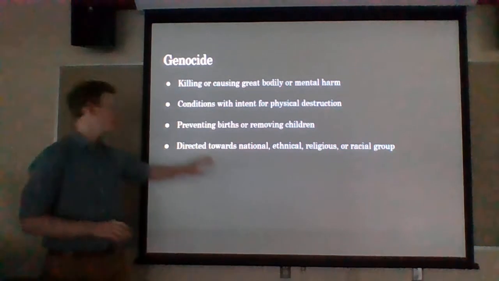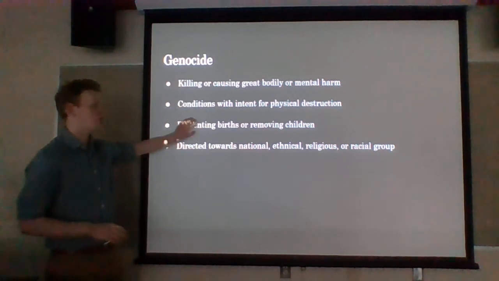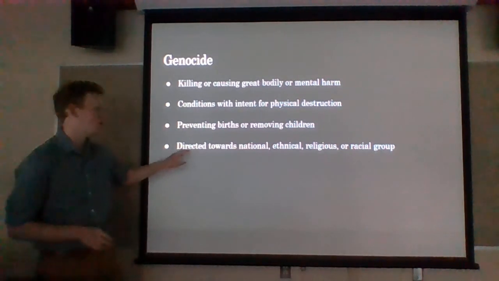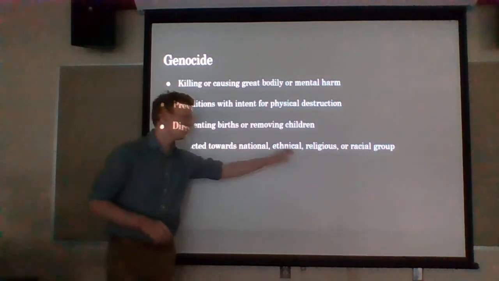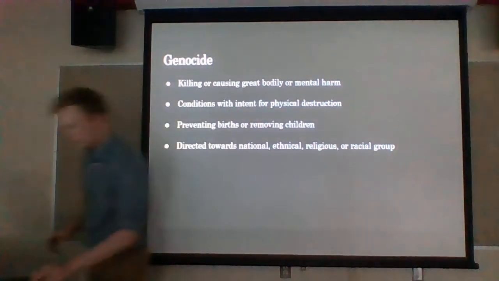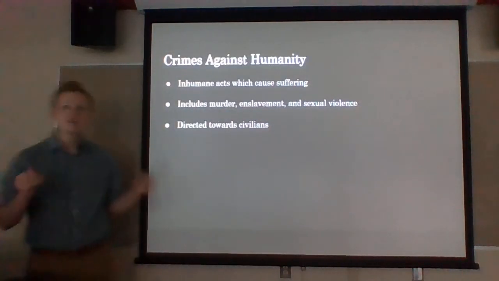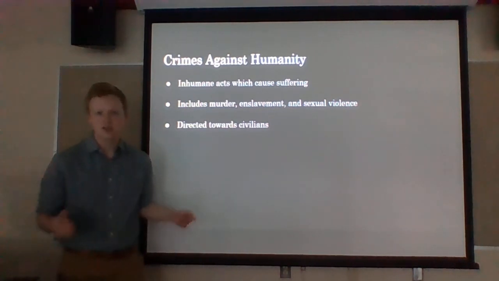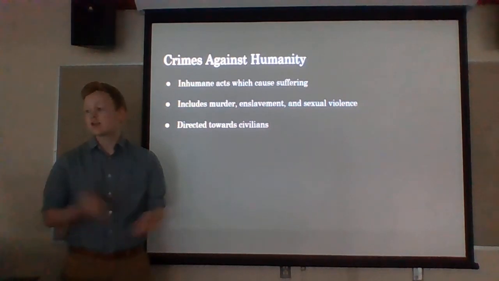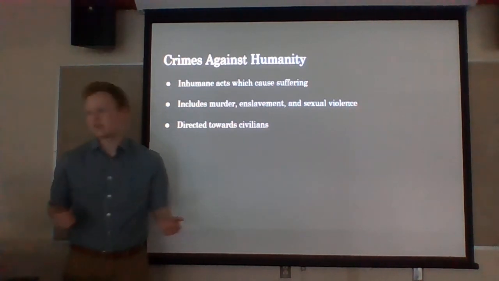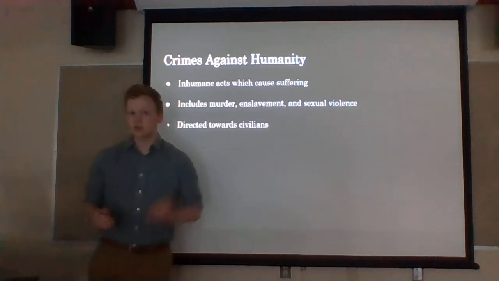And if any of these three are attempting to be prosecuted by the ICC, they have to be directed towards a national, ethnical, religious, or racial group. Crimes against humanity under the Statute of Rome are inhumane acts which cause suffering. These can include murder, enslavement, and sexual violence, though they include more than that too, and these have to be directed towards civilians.